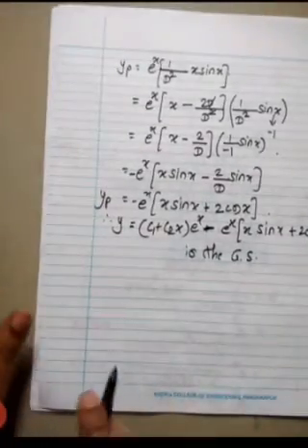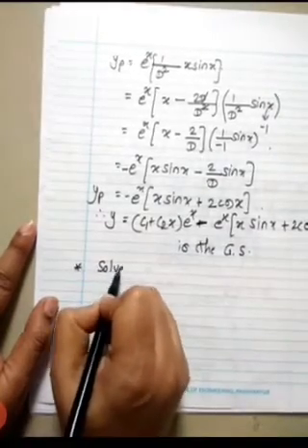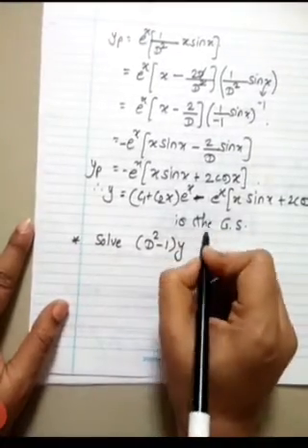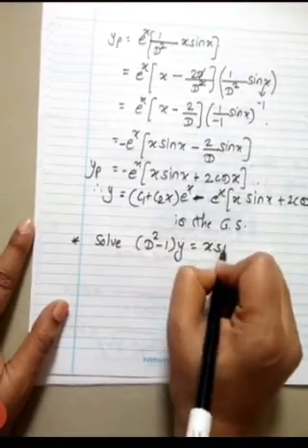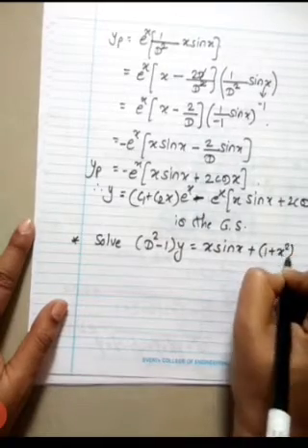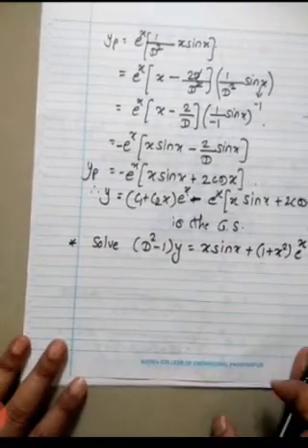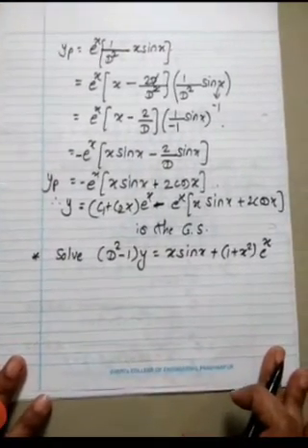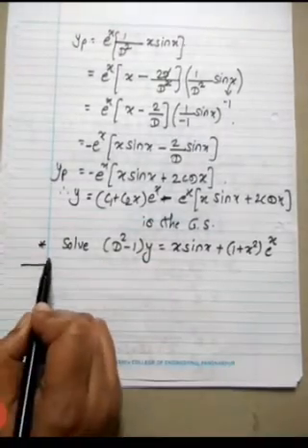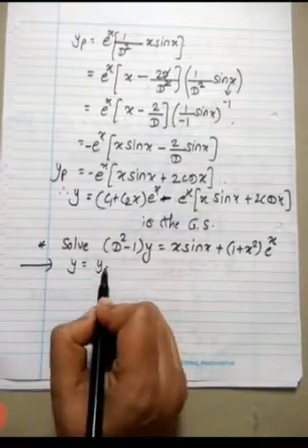Chalo. Solve this next one. Solve. (D squared minus 1) y is equal to x sin x plus (1 plus x squared) e raised to x. General solution is, you are writing properly.